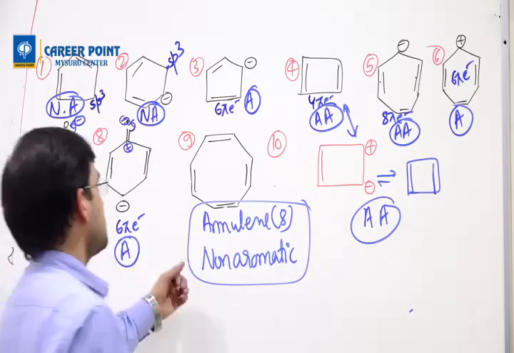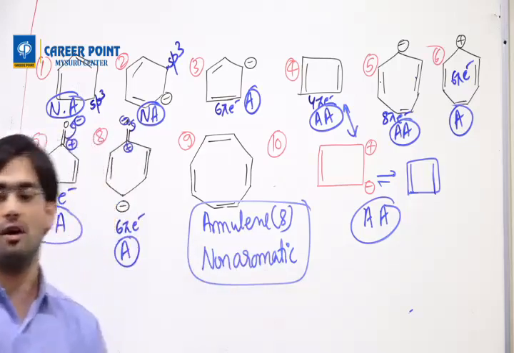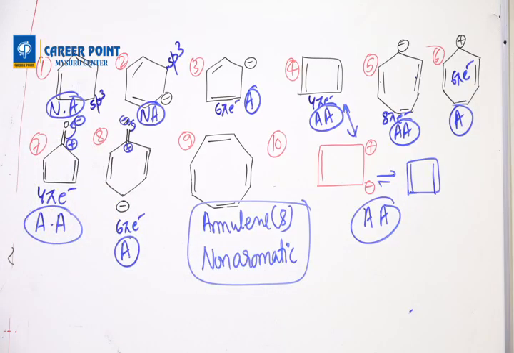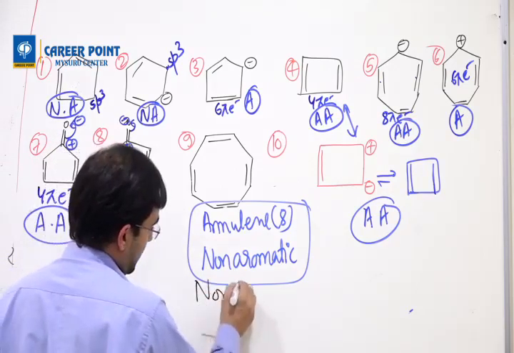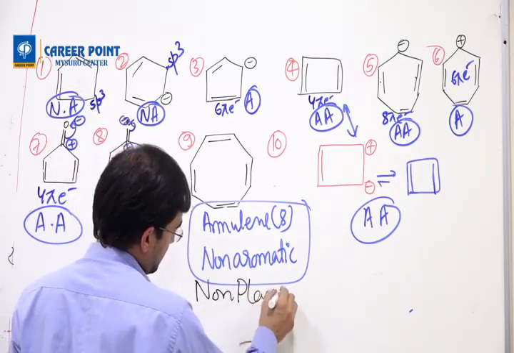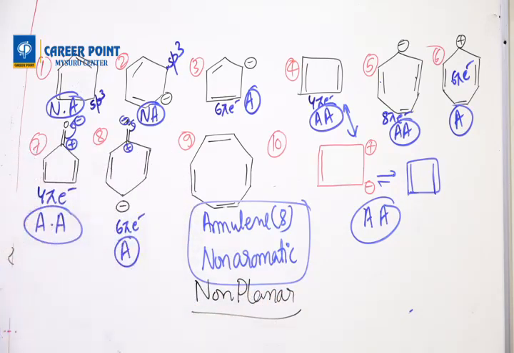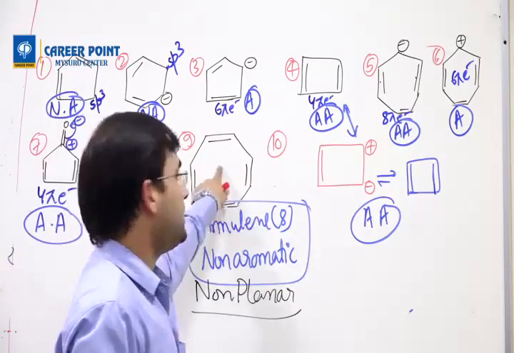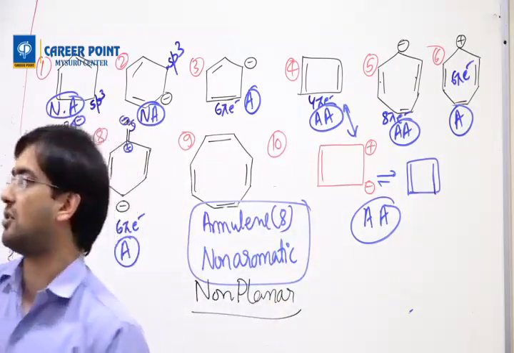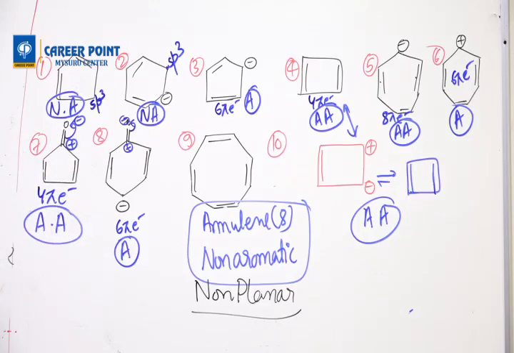So you can memorize this also. Annulene is non-aromatic because this is non-planar. It is cyclic, but complete delocalization is not happening because the molecule is non-planar. Understood now? Ninth one also. Any other doubt?